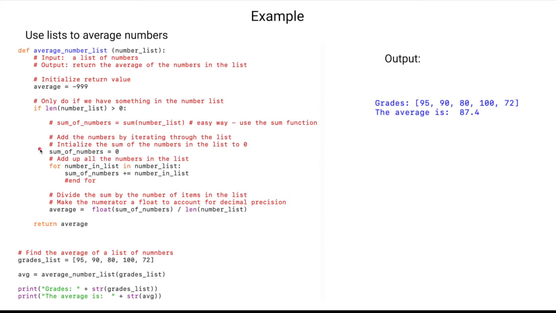Here is just another way. So I have a variable called sum of numbers. I'm initializing it to 0. And now I want to add up all the numbers. I have one of those for loops.